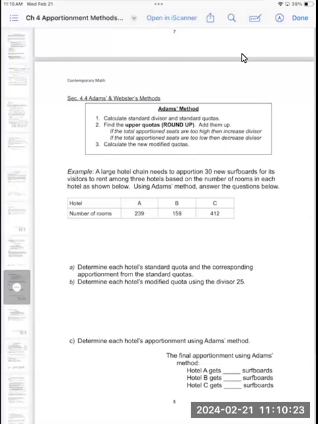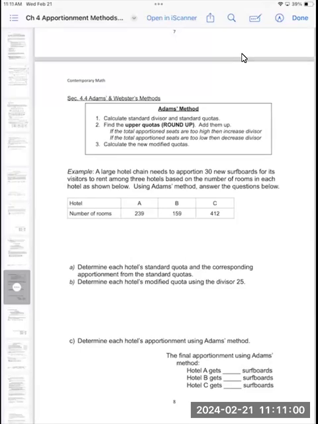And then once you find that new divisor, you calculate the new modified quotas, you add them up and see if it equals the amount of seats that you want to have. And then we're going to go back to step number 2. If it's too high, then you increase the divisor, too low, then you decrease the divisor, and then you calculate the new modified quotas, and then you add them up, and you check to see if that's the right amount of seats, right? And the right amount is the amount that we are supposed to be delivering out, right?